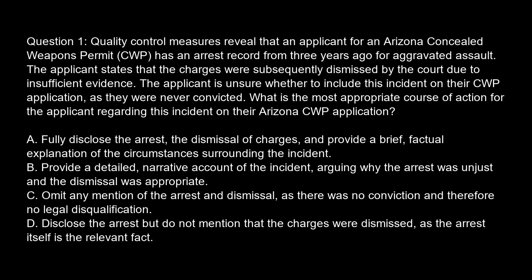Option A. Fully disclose the arrest, the dismissal of charges, and provide a brief, factual explanation of the circumstances surrounding the incident. Option B. Provide a detailed narrative account of the incident, arguing why the arrest was unjust and the dismissal was appropriate. Option C. Omit any mention of the arrest and dismissal, as there was no conviction and therefore no legal disqualification. Option D. Disclose the arrest but do not mention that the charges were dismissed, as the arrest itself is the relevant fact.